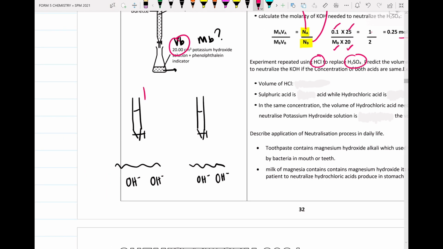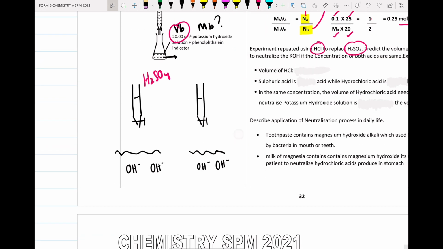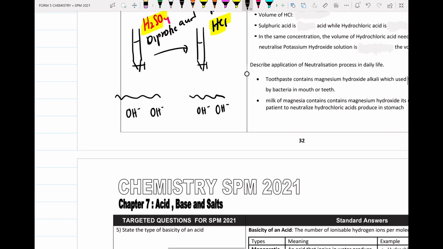Initially they use sulfuric acid with the concentration of 0.1. Please remember this sulfuric acid is known as a diprotic acid. And they replace the experiment by using hydrochloric acid. This hydrochloric acid, please remember, is a monoprotic strong acid. So how many do we need here? Here we need one sulfuric acid.